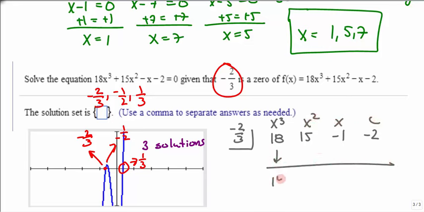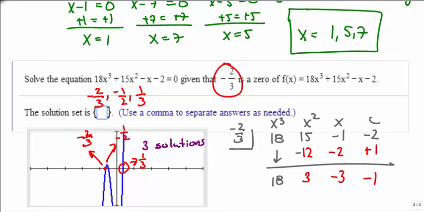So I'd bring the 18 straight down. Now a negative times a positive is a negative. 2/3 of 18 is negative 12, because I have a negative 2/3 times 18. Now if you need to use your calculator, that's fine. Just take negative 2/3 times 18. Now we're going to add down: 15 minus 12 is 3. Negative 2/3 times 3 is a negative 2. Add down to get a negative 3. Negative 2/3 times negative 3 is a positive 1. Add down: negative 2 plus 1 is a negative 1.